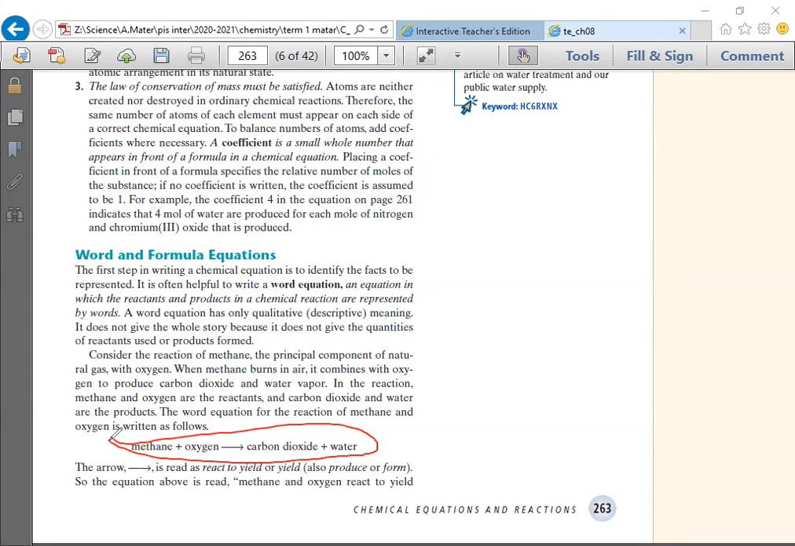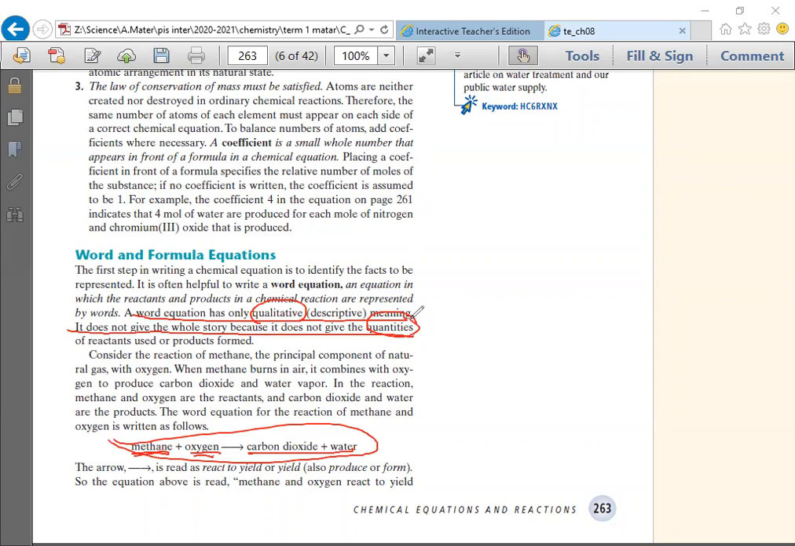So in this equation, the word equation would just represent what the reactants are and what the products are. But actually, this equation doesn't represent how many moles of methane react, how many atoms of oxygen, and how much carbon dioxide or water are produced. So we said that the word equation just represents qualitative information. Qualitative means it describes what substances are involved in the reaction, but it doesn't give the quantity. So the quantity is missing. That is the word equation.